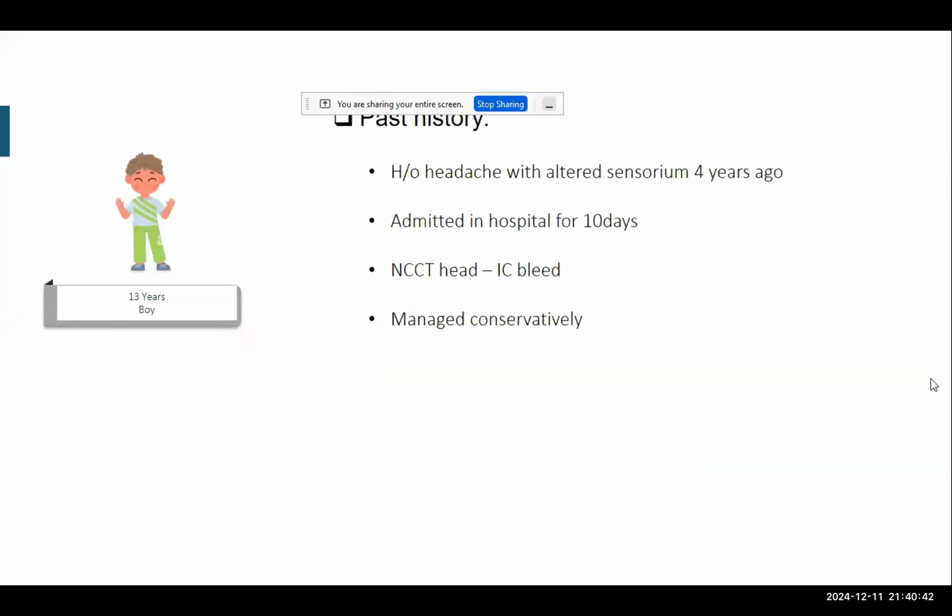In the past history, the child also had complained of similar headache with altered sensorium 4 years ago, for which he was admitted in the hospital for around 10 days, and an NCCT head done at that time showed intracranial bleed. However, they did not have any old documents, and according to the history, he was managed conservatively, and he was discharged after 10 days with no focal deficits.